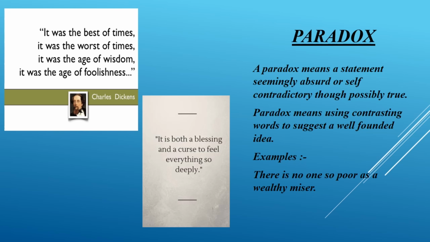Miser means who is stingy, who has a lot of wealth but who does not want to spend his money. So what is the use of having so much wealth when you do not want to spend it? In that case, you are no better than a poor man, isn't it? Hence, when this kind of a sentence is written, the figure of speech automatically becomes a paradox.